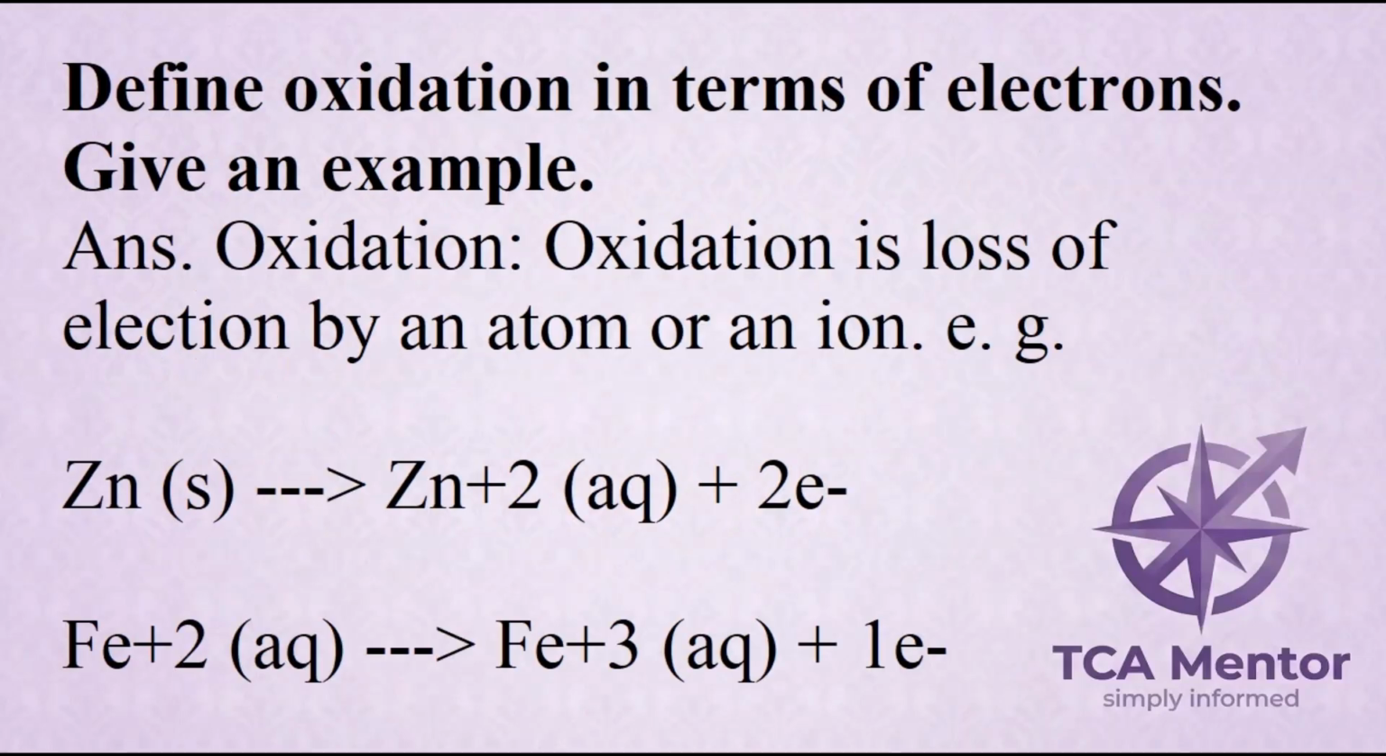Define oxidation in terms of electrons. Give an example. ANS. Oxidation is loss of electron by an atom or an ion.